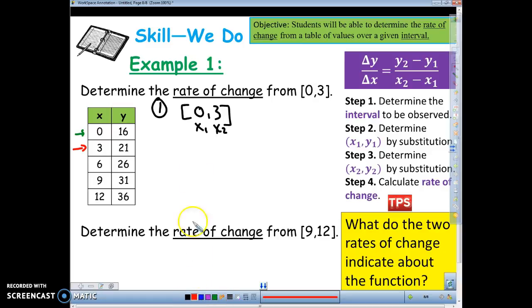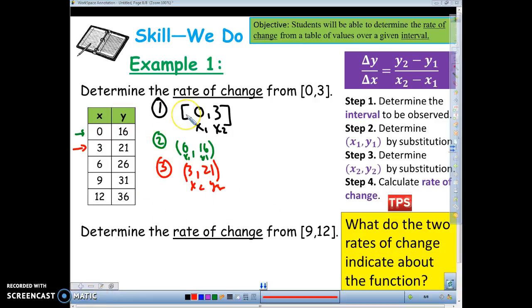Okay, so I'm looking, what's the slope at this value? So step 1, observed interval. Step 2, which I'm going to put in green. Step 2, what's my starting interval? Those points are 0, 16. That's my starting interval. So my ending interval is 3, 21. That's my point where I'm going to stop. So that's step 3. That's my x2, y2, and it helps if you include x1, y1, x2, y2. So make sure you include those in your notes.